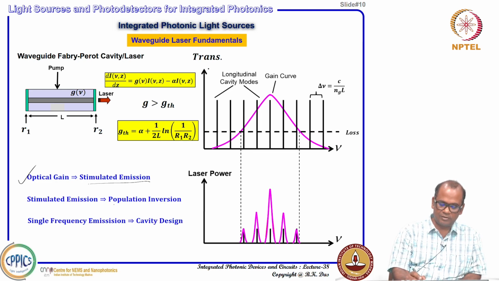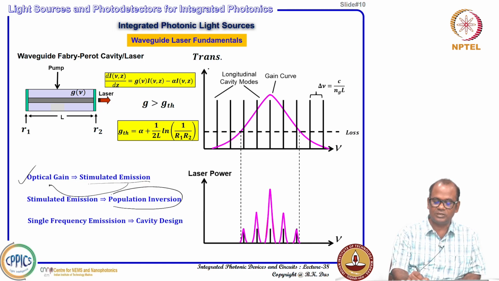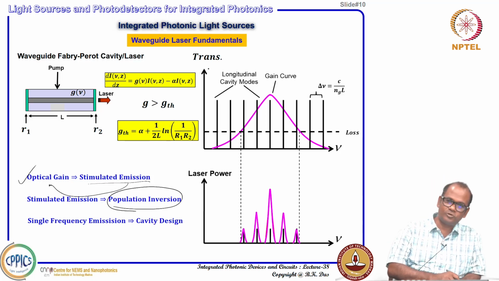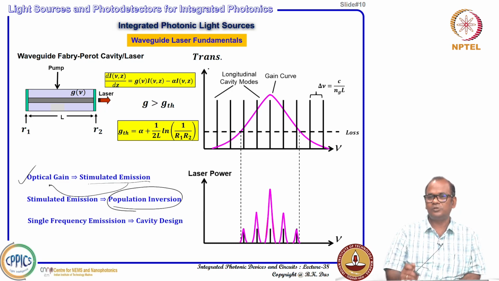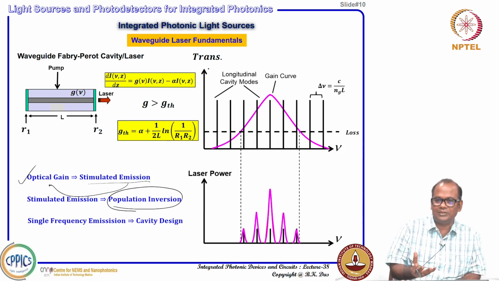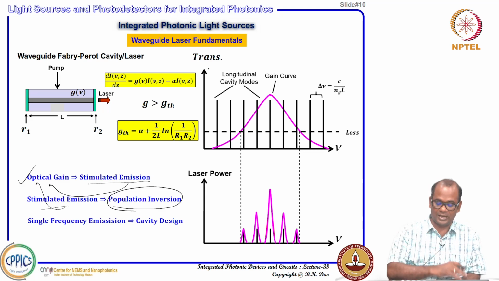Stimulated emission causes optical gain, and stimulated emission happens when there is a population inversion. Population inversion is well known in laser physics, but I will discuss here what it means in a semiconductor laser diode, how you can create and achieve it, how that population inversion helps stimulated emission, and how that stimulated emission gives rise to optical gain.